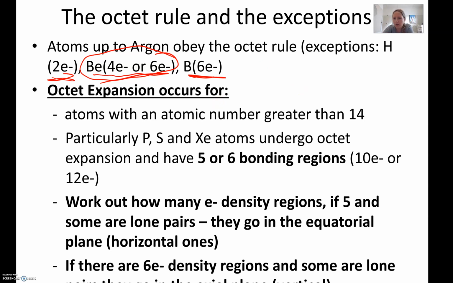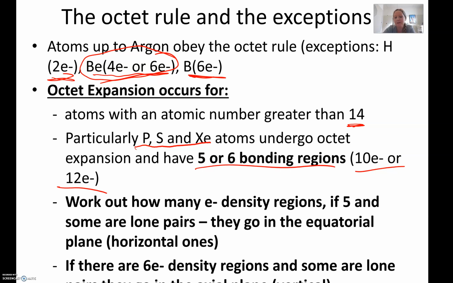So what is octet expansion? For atoms with an atomic number greater than 14, particularly phosphorus, sulfur, and xenon, these atoms can undergo octet expansion, which means instead of having just 8 electrons around them, they have 10 or 12 electrons with 5 or 6 bonding regions. Now this is quite unusual.